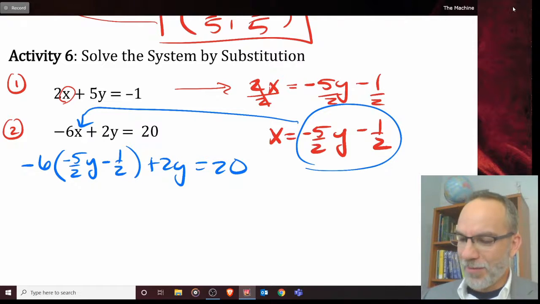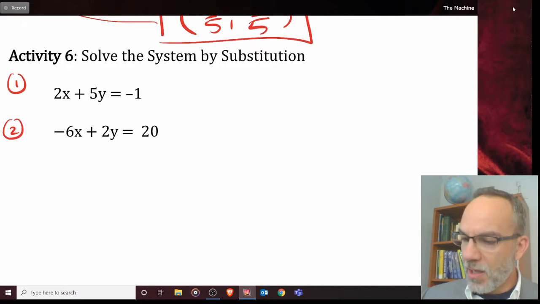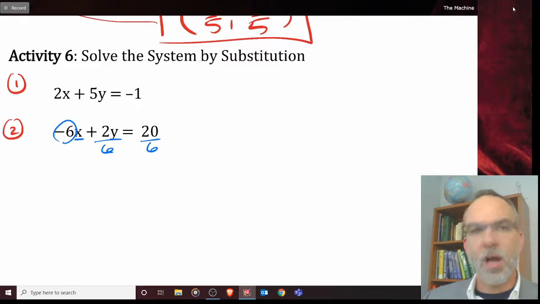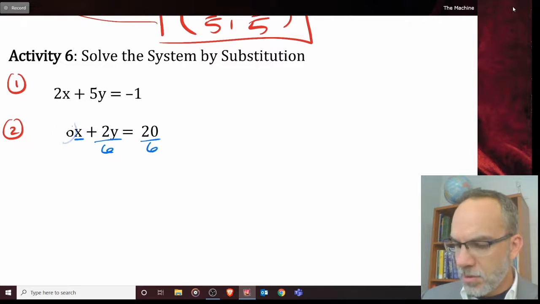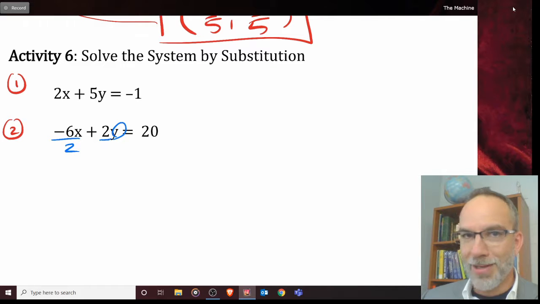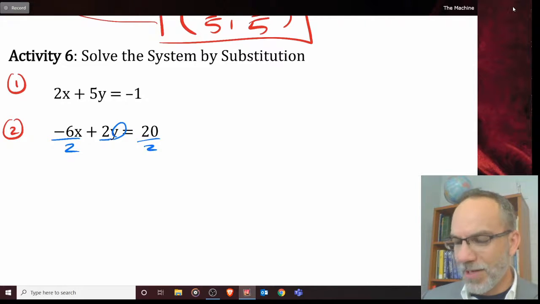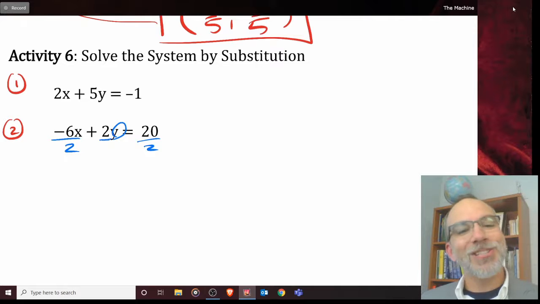Let's not solve that first equation for the x. If I solve the first equation for the y variable, I'd have to divide everything through by 5. Does 2 divide evenly by 5? Does 1 divide evenly by 5? No, so let's not do those either. Let's move on to the second equation. If I solve the second equation for x, I would have to divide everything through by 6. Is 2 divisible by 6? Is 20 divisible by 6? Not really. So keep looking. If I solved it for y here, I'd have to divide everything through by 2. Does negative 6 divide evenly by 2? Why, yes, it does. Does 20 divide evenly by 2? Why, yes, it does. Let's use this one.